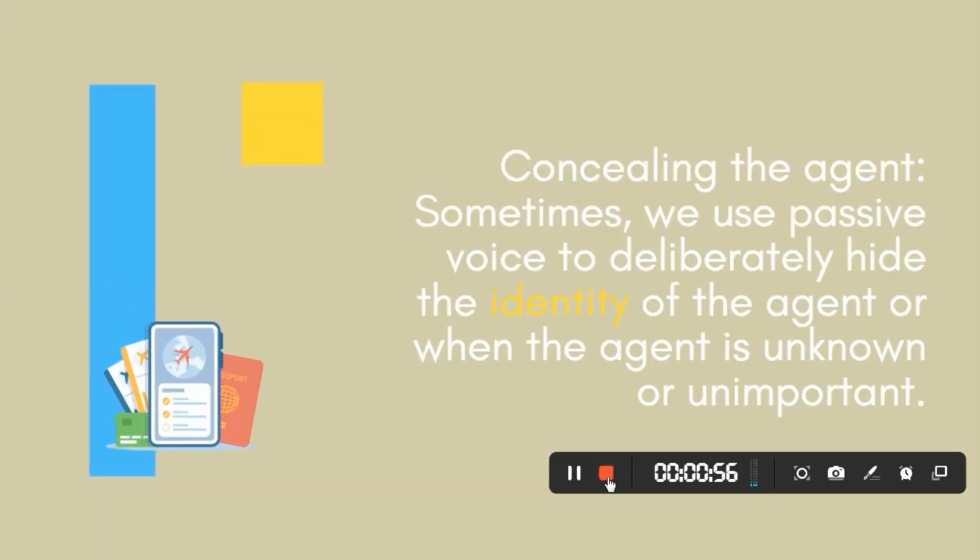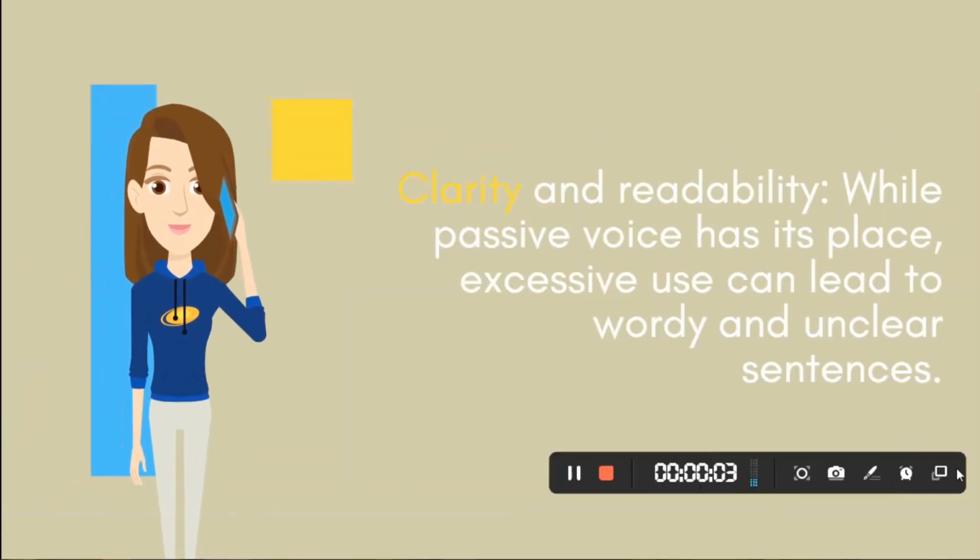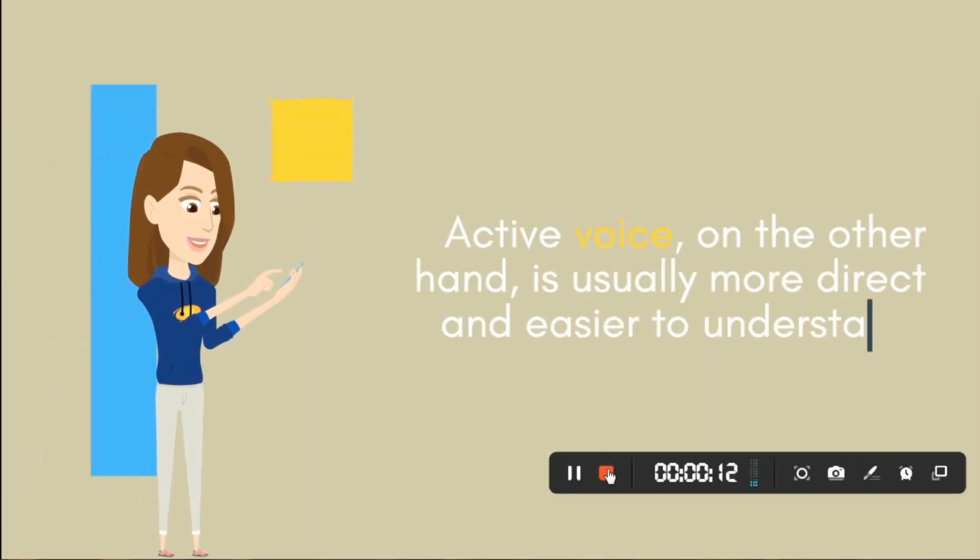Concealing the agent. Sometimes, we use passive voice to deliberately hide the identity of the doer. Clarity and readability. While passive voice has its place, excessive use can lead to wordy and unclear sentences. Active voice, on the other hand, is usually more direct and easier to understand.